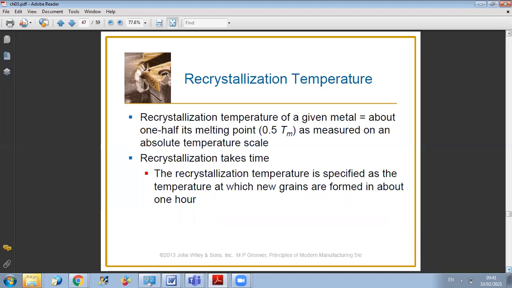Now, the recrystallization process takes time. This is why we decided on a definition of recrystallization temperature, which is specified as the temperature at which new grains are formed in about 1 hour. So we should wait 1 hour before starting to see the formation of grains. Okay.